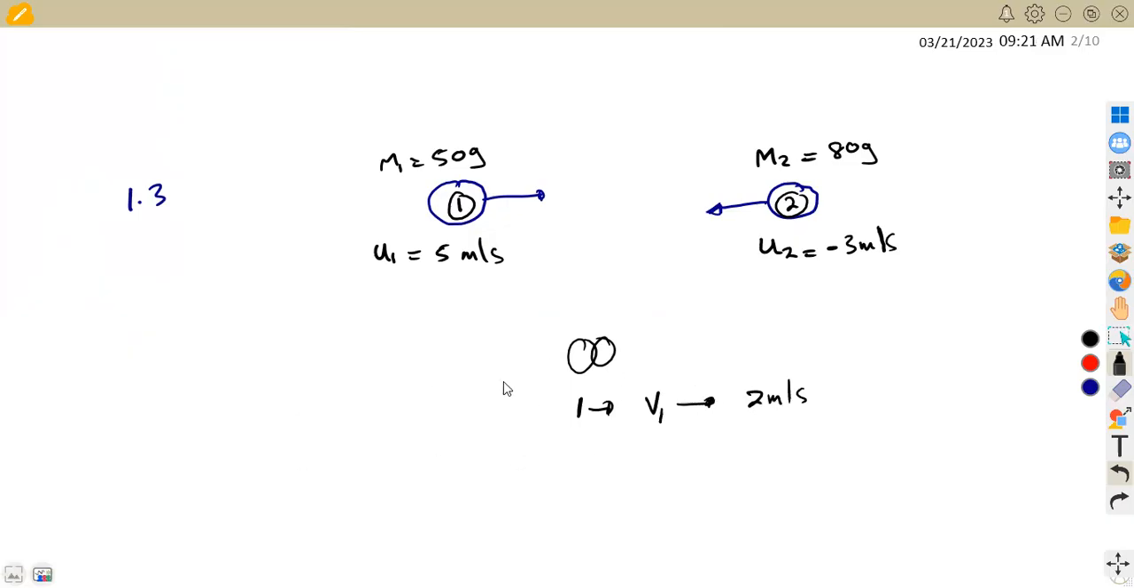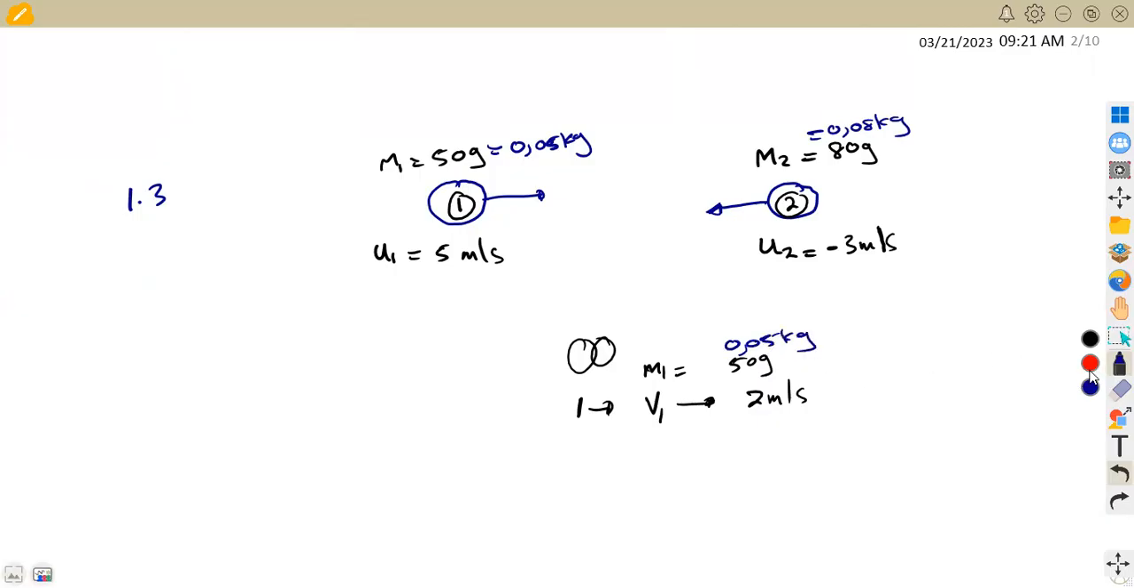After collisions, the mass of the first ball is not going to change, so it still remains at 50 grams. The second ball's mass also does not change, remaining at 80 grams. Depending on how you want to use these values, you can convert them to kgs by dividing by 1,000. That will be 0.05 kgs and 0.08 kgs.